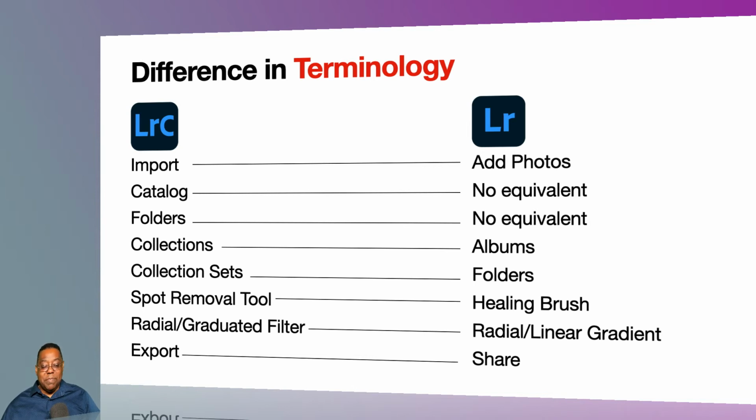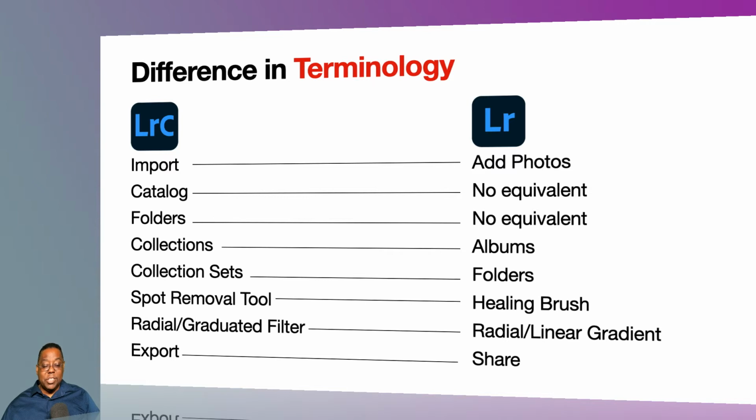So there's no concept of folders, but there is a concept of what we call collections in Lightroom Classic, or albums in Lightroom. So you create an album called Tokyo. You could put another album inside of that called Waterfront. You could do whatever you want and organize your photos that way. So you decide however you want to use those albums, but there's no concept of folders or catalogs in Lightroom.